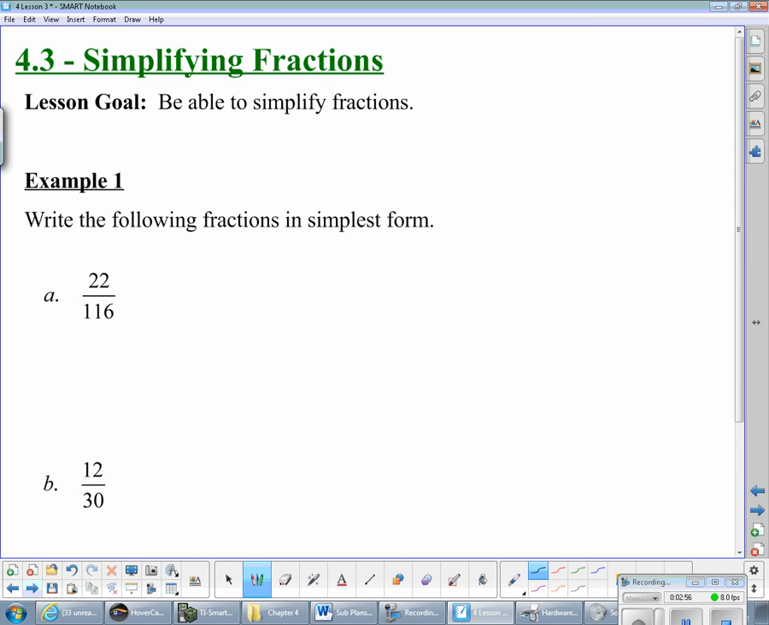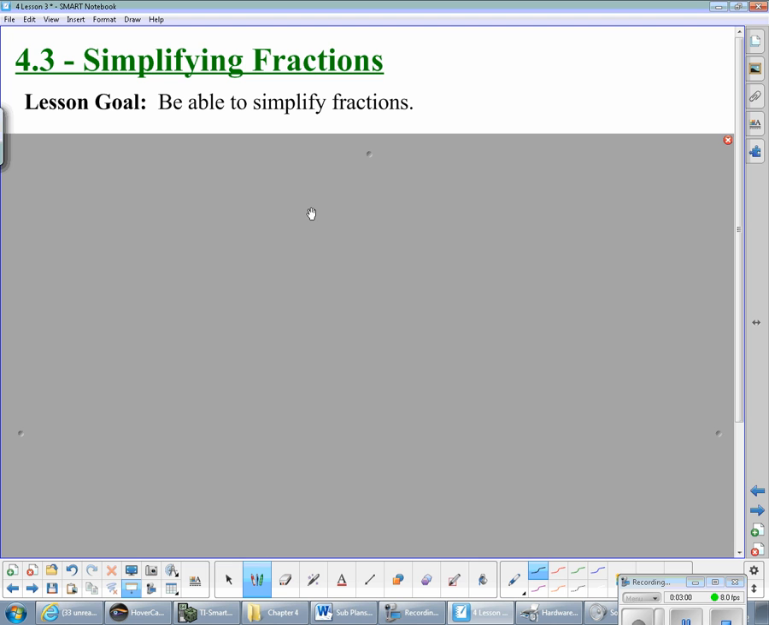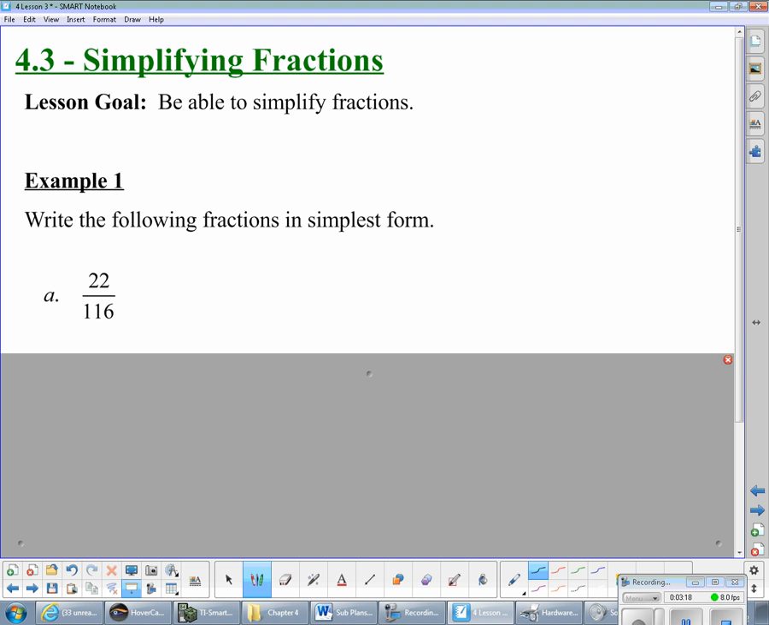So moving on with your notes: simplifying fractions. Our goal for today is to be able to simplify fractions. We're really going to build off of the idea of finding the GCF, the greatest common factor, and using that to cancel out. Really a lot of the factoring idea. So what we want to do is write this in simplest form.